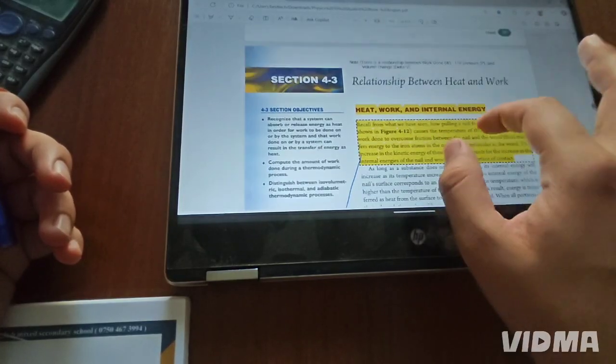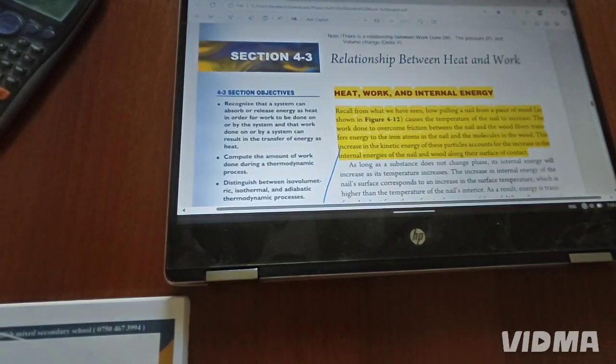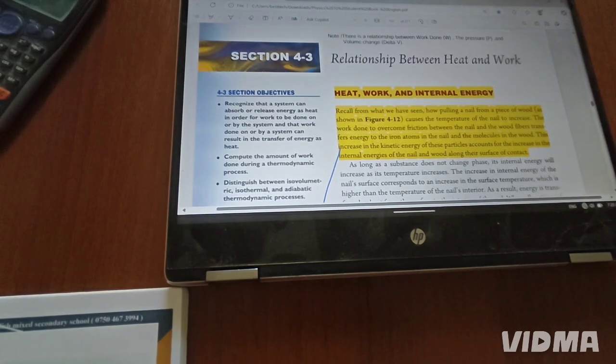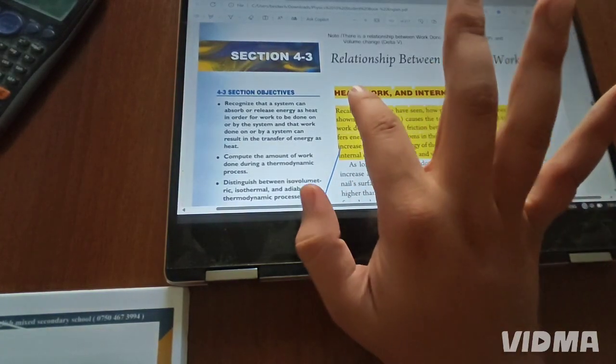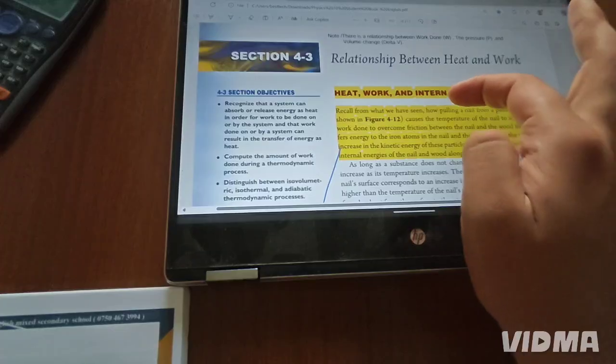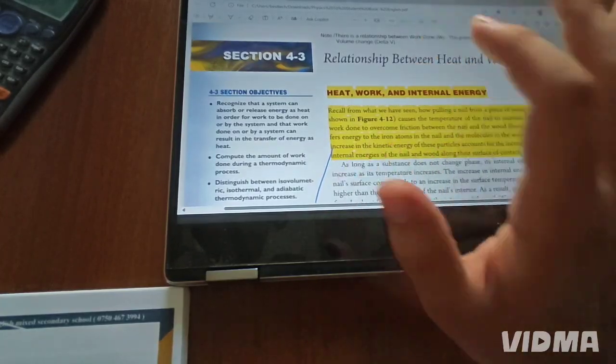Okay, students, we have finished chapter 4 section 2, all of it. Now we reach chapter 4 section 3. This chapter is about the relationship between heat and work, and what is heat, what is work, and what is internal energy. We have studied what internal energy is, but now we are going to study the relationship between them. We studied that heat is energy, and internal energy, but now we have work.